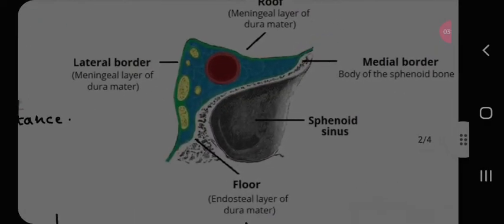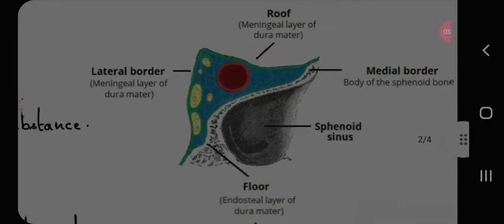Here you can see the roof by the meningeal layer of the dura mater, the floor by the endosteal layer of the dura mater, the lateral border by the meningeal layer of the dura mater, and the medial border by the sphenoid sinus and body of the sphenoid bone.